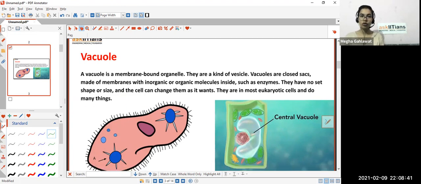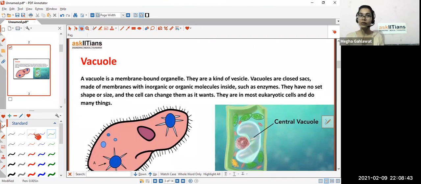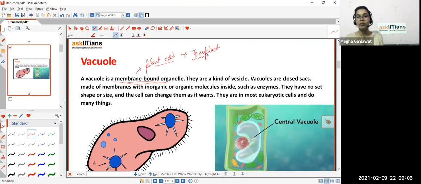So let's just go through this first of all, and we'll go by the keywords, as you know by now, since I've been teaching you for quite a while. See, vacuole basically is a membrane bound organelle. When I say membrane bound organelle, that means it is covered by a membrane, and that membrane in the plant cell is called the tonoplast. What is it called? Tonoplast. I already did tell you about this in the previous class.